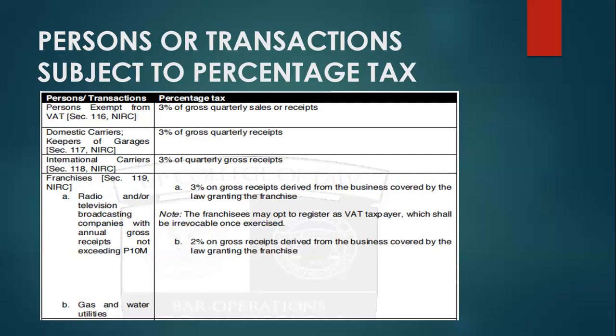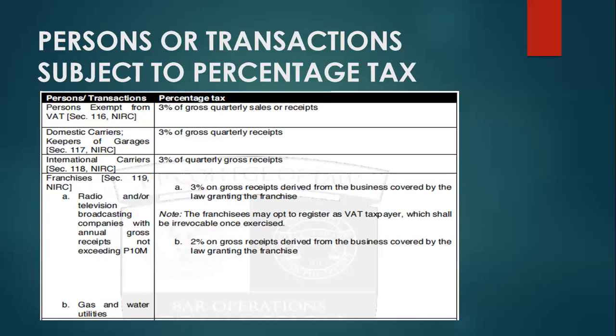But later on, we will differentiate it further. We will discuss domestic carriers and keepers of garages because that's the general rule, 3%. Then gross receipts of common carriers derived from their incoming and outgoing freight shall not be subjected to the local taxes imposed under Republic Act number 7160 or the Local Government Code of 1991. So once subject to percentage tax, the local government cannot impose another tax on that. It is mandated by law.